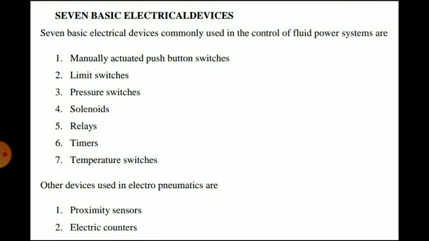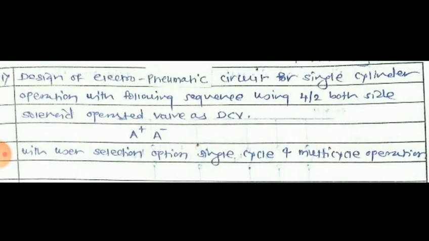There are seven basic electrical devices used in electro-pneumatic systems. So first is manually actuated push button switches. Second, limit switches. Third, pressure switches. Fourth, solenoids. Fifth, relays. Sixth, timers. Seventh, temperature switches. Other devices used in electro-pneumatics are proximity sensors and electric counters. Now we will see some problems, sequencing problems.